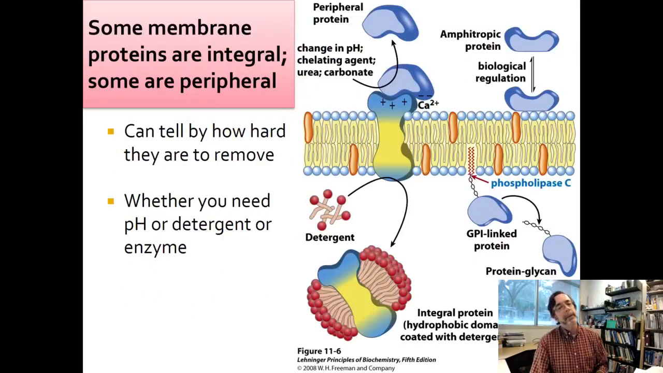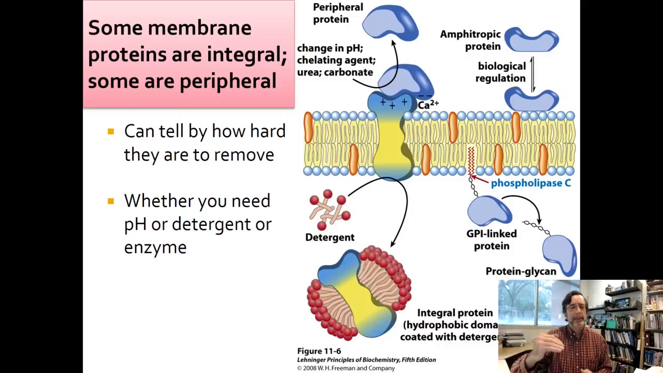So just remember that some membrane proteins are going to go all the way through. They're going to have a hydrophobic region. Some membrane-associated proteins are more weakly associated, and they only sort of sit on the membrane. They only visit for a while. And there's a big difference between these two kinds of proteins.